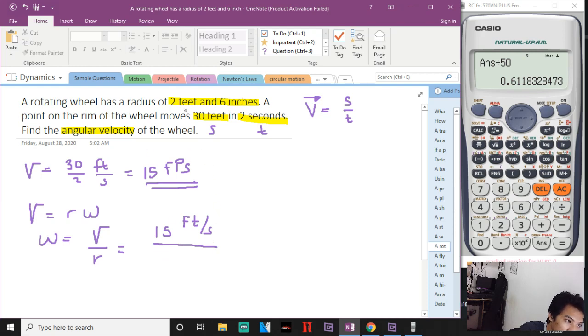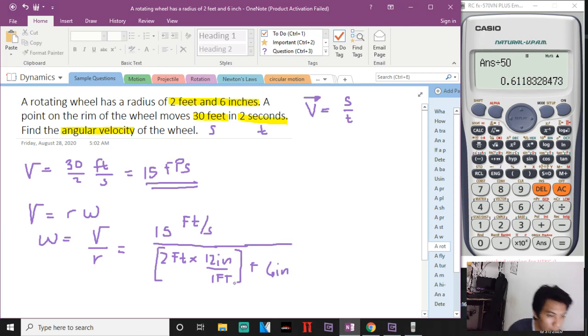So, 2 feet. Multiply na natin sa 2 feet times 12 inches per 1 foot. Okay? Yan. So, convert mo. Add natin yung 6 inches. 6 inches. So, you'll have feet per second, tapos naka-feet. Ito, i-multiply ko na rin ito. Okay? 12 inches per 1 foot. Para maging non-unit. Okay? Non-unit.